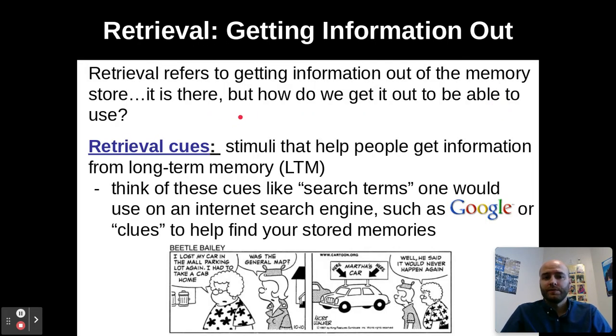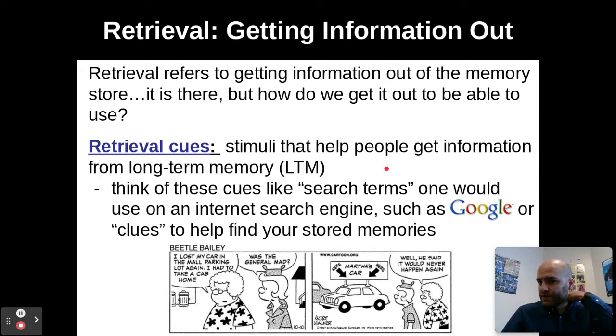So retrieval, like we just mentioned, is all about getting information out of the memory store. It's there, but how do we get it out to be able to use it, right? Well, there are things called retrieval cues that allow our brain to pull certain information out. And those are stimuli that help people get information from the long-term memory.